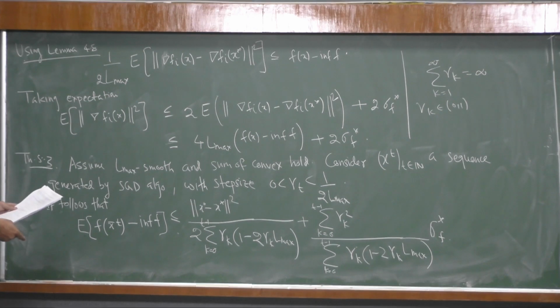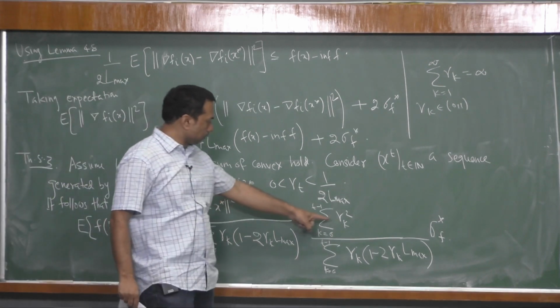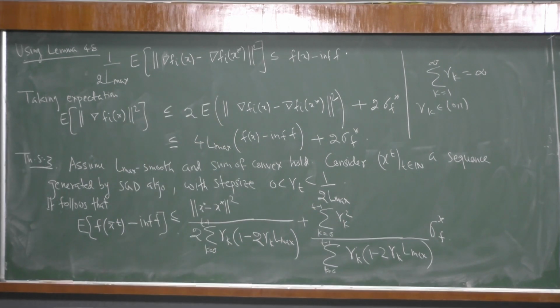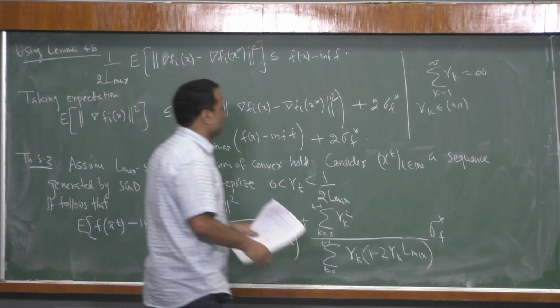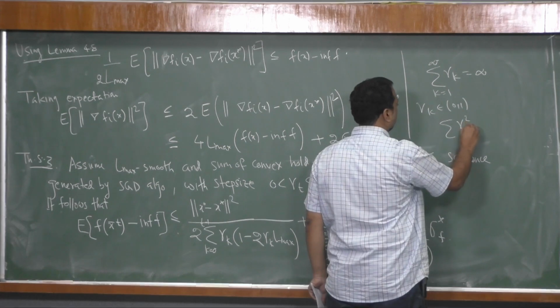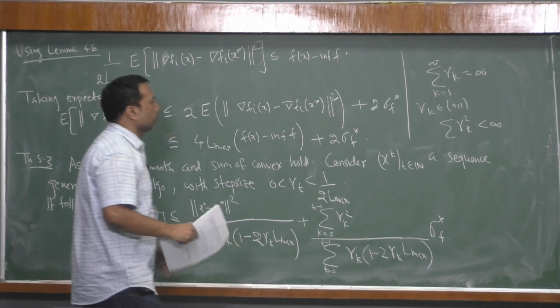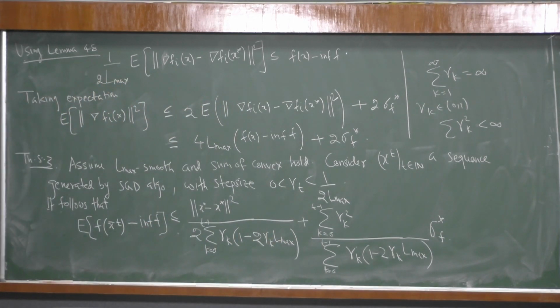But if you don't do a decay, then this term will trouble you, because there is a gamma k square sitting on the top. So a good way to run SGD is to let the sum of gamma k go to infinity, but the sum of gamma k square be something finite, less than infinity. Can you give me a sequence that satisfies this? The sum of the sequence is infinity, but the sum of the squares of the sequence is some finite number.